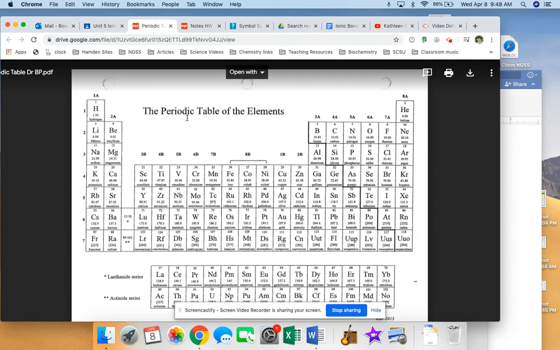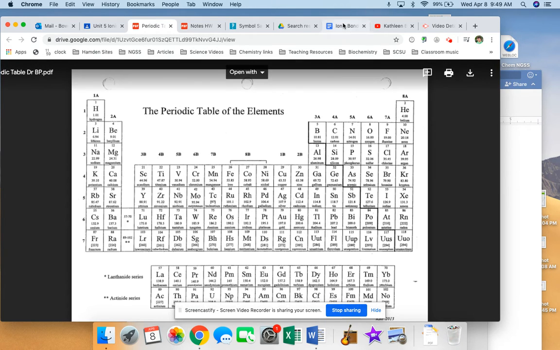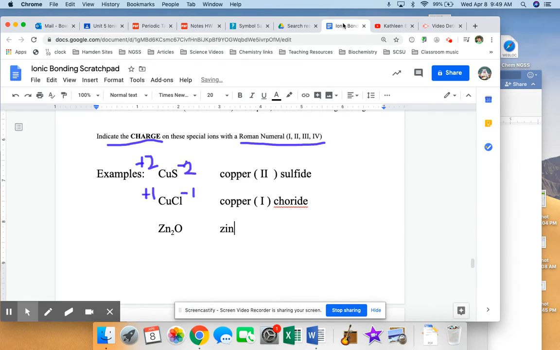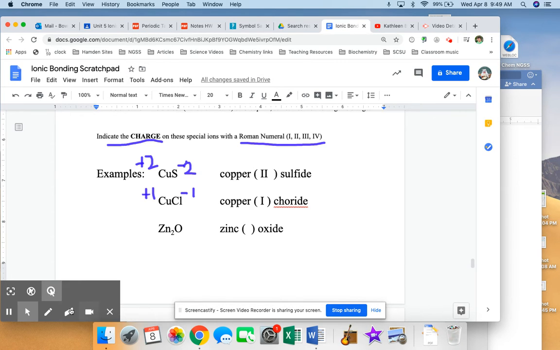ZnO. Zn, where's Zn? Here's Zn. Zn is in the D block. So that means that we're going to need to give zinc a Roman numeral. Zinc, something, and then O is oxygen, becomes oxide. To figure out the Roman numeral, we got to figure out the charge. O has a -2 charge. So because oxygen has a -2 charge, the total charge over here has to be +2.